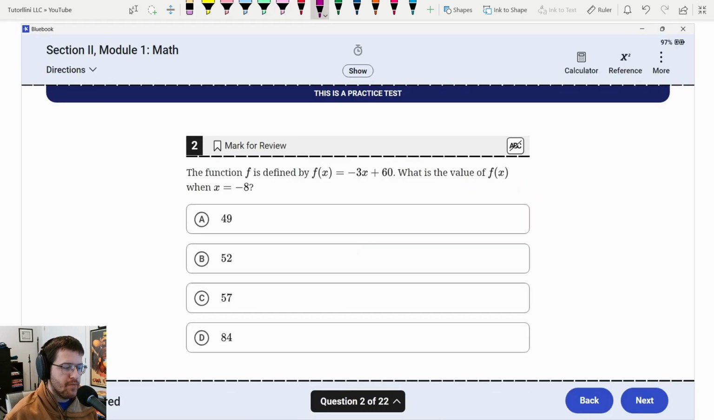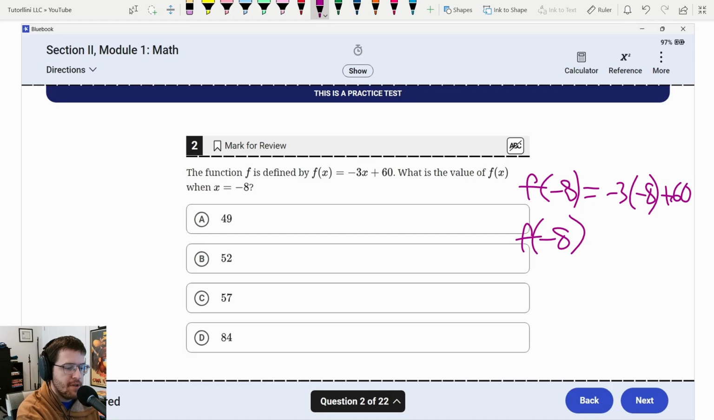Okay, question 2. So the question wants us to find the function value when x equals negative 8. So we're going to replace all the x's with negative 8. In other words, just find f of negative 8. So I'm going to do f of negative 8 equals negative 3 times negative 8 plus 60. Negative 3 times negative 8 is 24. 24 plus 60 is 84. And that gives us answer choice D.